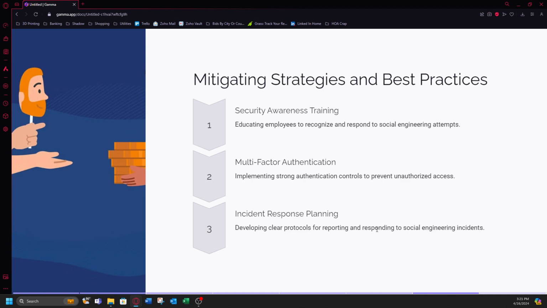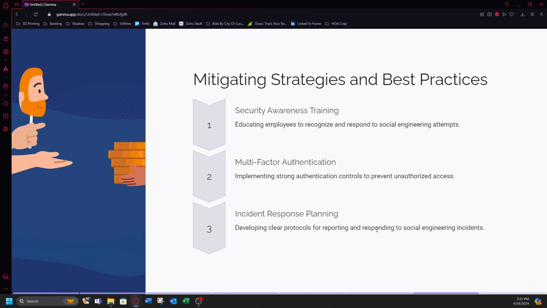Incident response planning. Develop clear protocols for reporting and responding to social engineering incidents. This should not just include trying to punish an employee, especially if that employee or person is not really savvy or knowledgeable on the tactics used. It should be used as an education, right? Incident response can be quite expensive, but the more money you spend up front, the more effort you apply to teaching someone, instructing them what not to do, it pays dividends on the back end.